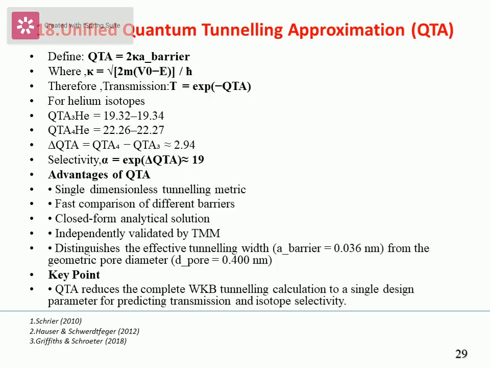Helium-3 QTA is 19.3, for helium-4 it is 22.3. The difference is about 2.94, giving a selectivity of about 19. QTA is a single number that predicts the transmission and selectivity. It is analytical, validated by TMM, and clearly separates barrier width from the pore diameter. This is the heart of our framework.